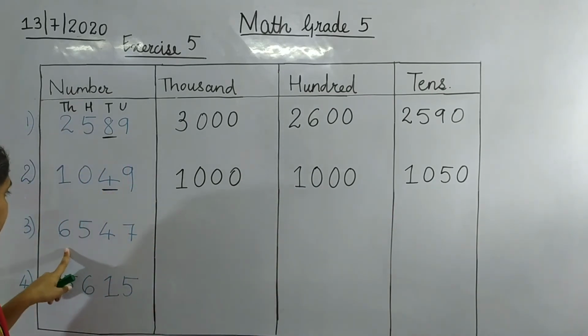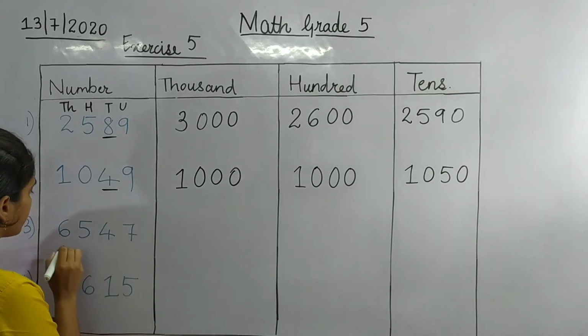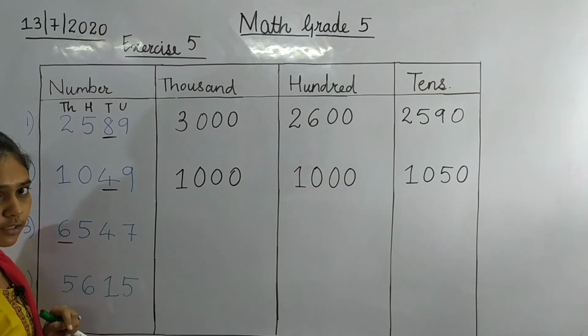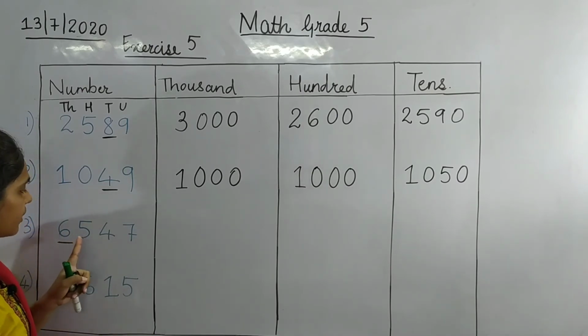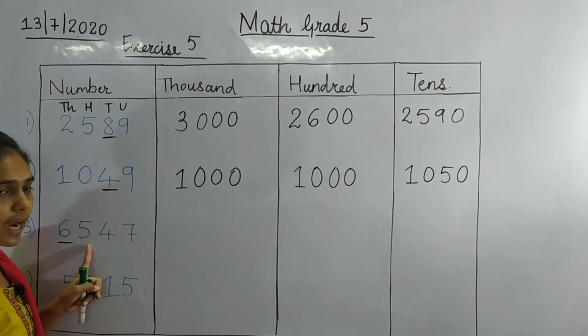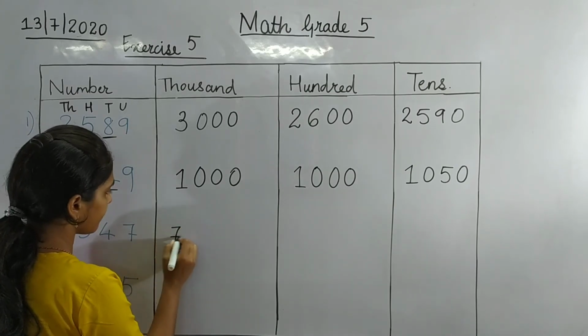Now the next example. To round it off to the thousands place, first we check the number in the thousands place. Then we check the number which is after the given number. The number after 6 is 5, and 5 is equal to 5. So do we have to add 1 to 6? Yes. So 6 plus 1 becomes 7.